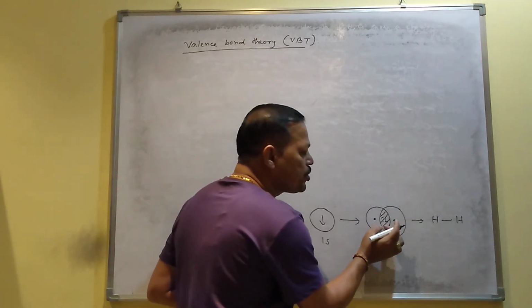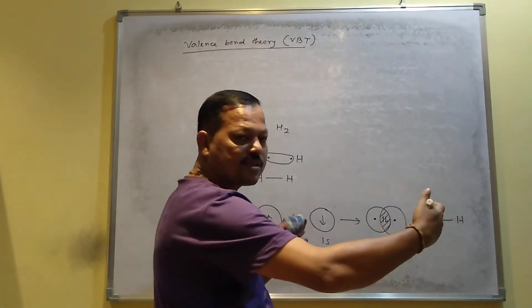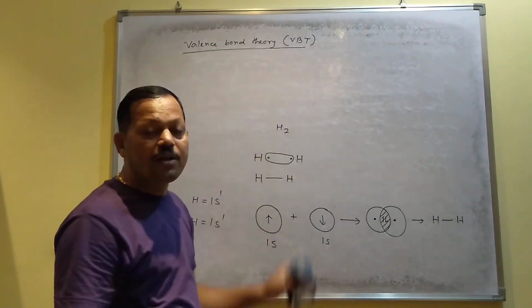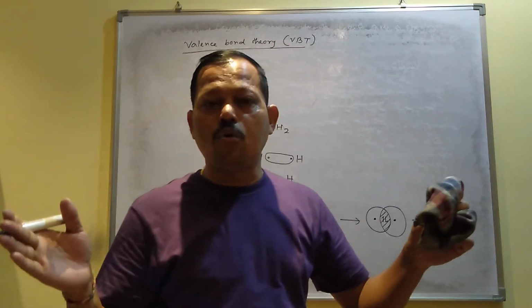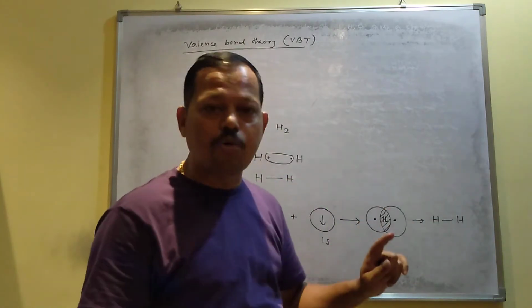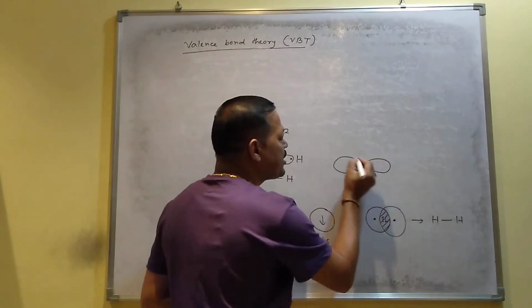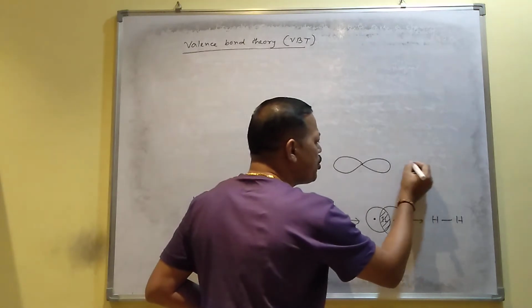If the nucleus is closer, the length of the bond will be shorter. If the nucleus distance is longer, then the length of the bond will be longer. So this is one of the new concept. What type of bond will be shorter, what type of bond will be longer, it depends on the nature of the orbital. For example, this is one p orbital like this. As you know, p orbital is a dumbbell shape. This is another p orbital.